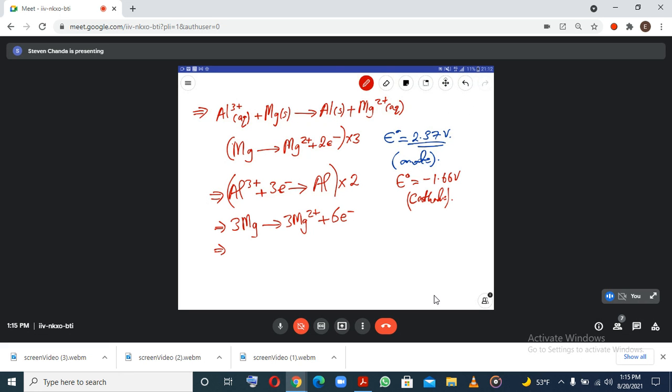So then that's going to be 6 electrons, then that's going to be 2 aluminium, right? So we cancel the electrons, then we just write what remains. Let me use blue so we can differentiate these.